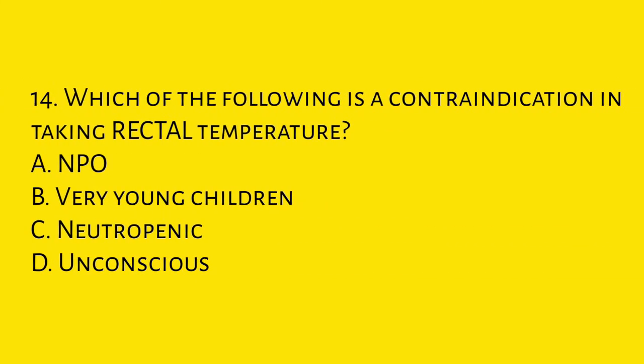14. Which of the following is a contraindication in taking rectal temperature? A. NPO. B. Very young children. C. Neutropenic. D. Unconscious. Correct answer. C. Neutropenic.